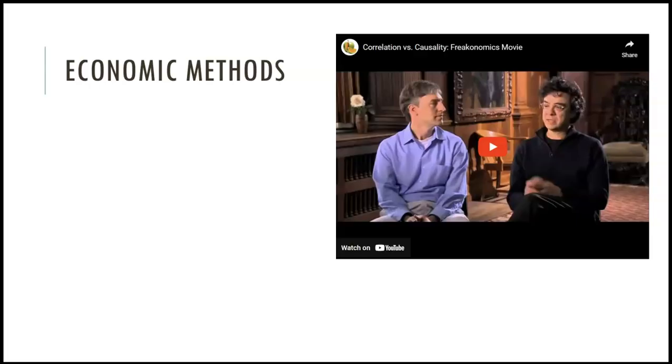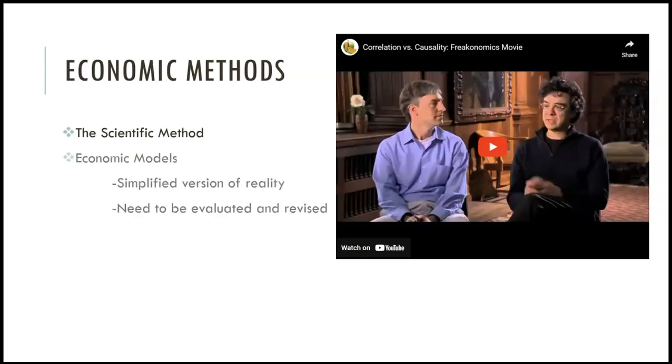Economics is a science. It is a soft science, but it is still trying to use the scientific method. We're going to look at lots of different economic models. We're going to look at graphs and tables, different theories of the economy. We're going to look at how people make choices, but all of these things are simplified versions of reality. They need to be continually evaluated and revised. Just because a model has worked well in the past does not mean it's going to continue to apply forever in the future.